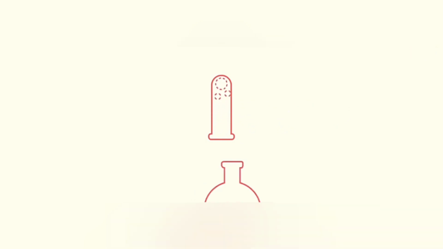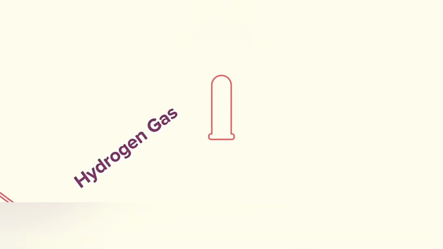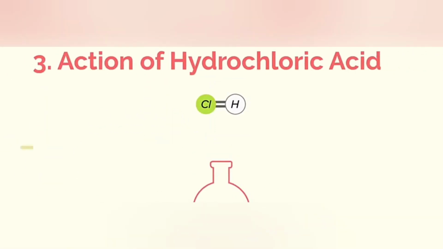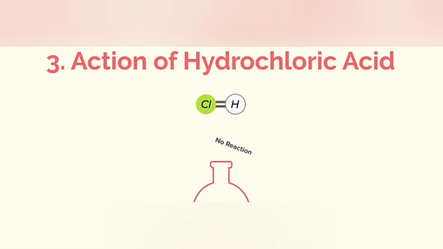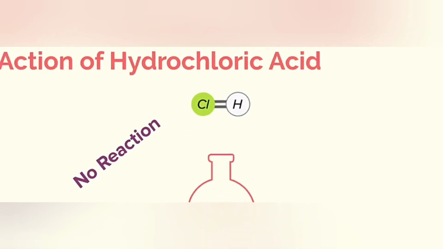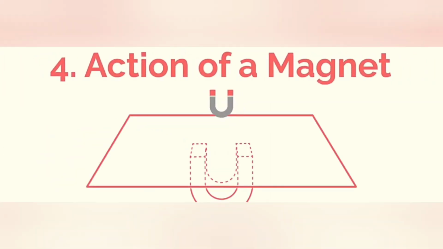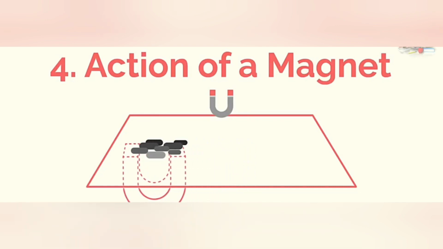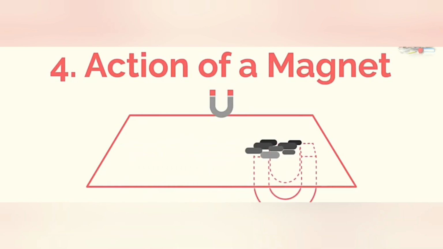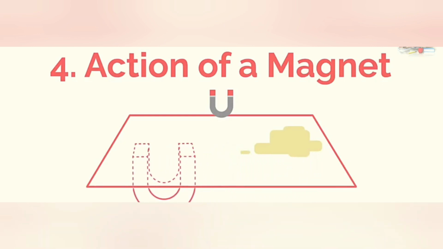After a short time, remove the upper tube and immediately put a lighted splint to the open end of the tube. A pop is heard indicating hydrogen gas. With sulfur and hydrochloric acid, there is no visible reaction. If the iron is sprinkled onto a sheet of paper and a magnet is moved underneath the paper, you will see that iron filings follow the magnet as they are attracted to it. When the same is done with the sulfur, you will see that the sulfur is not attracted to the magnet.